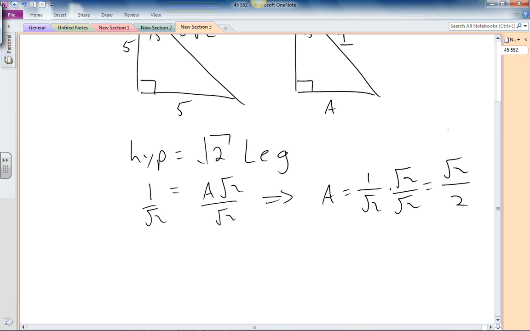Basically, if you're given the leg and you want the hypotenuse, it's just going to be square root of 2 times longer than the leg. And if I'm given the hypotenuse, you're not going to multiply by the square root of 2, you're going to end up dividing by the square root of 2 to figure it out. But it can always be figured out in this case.